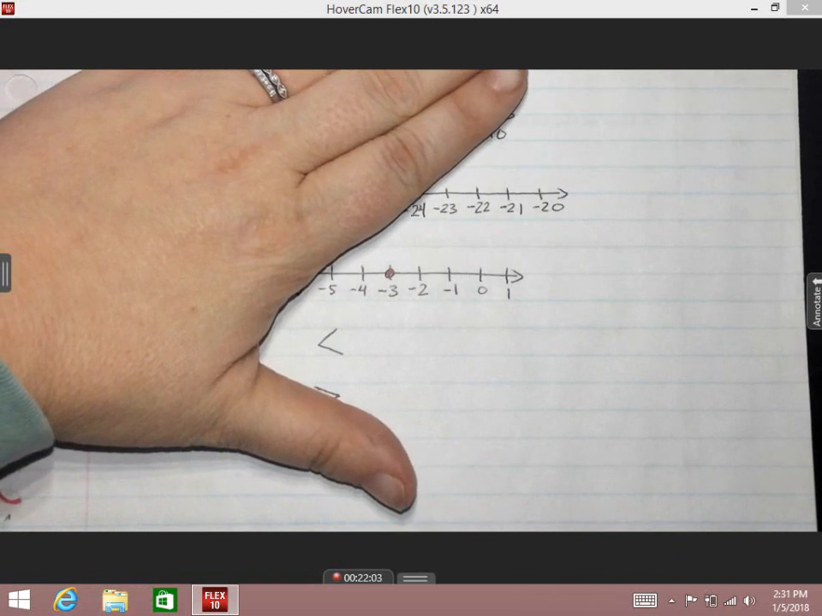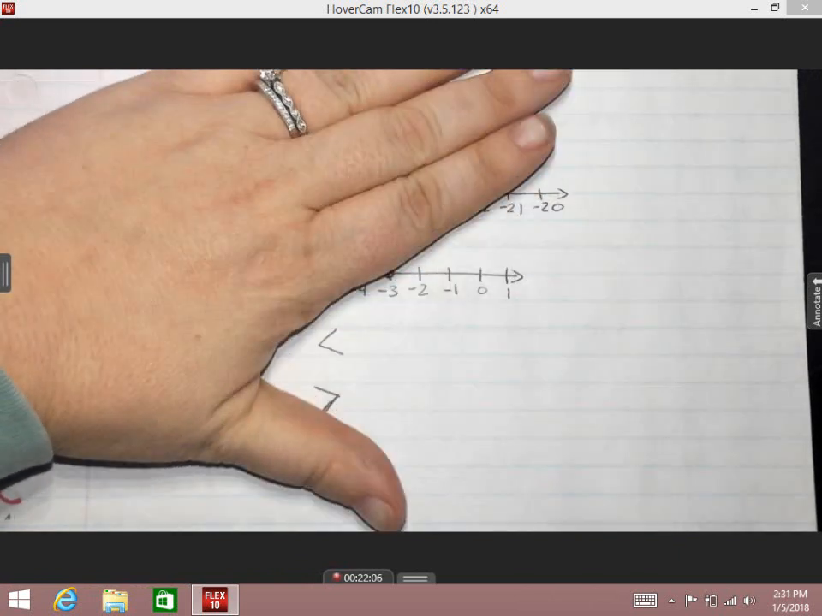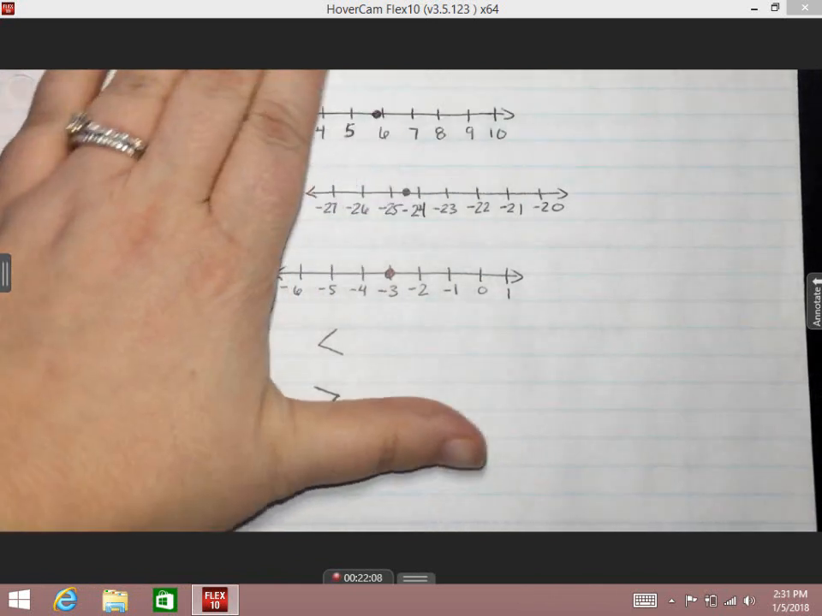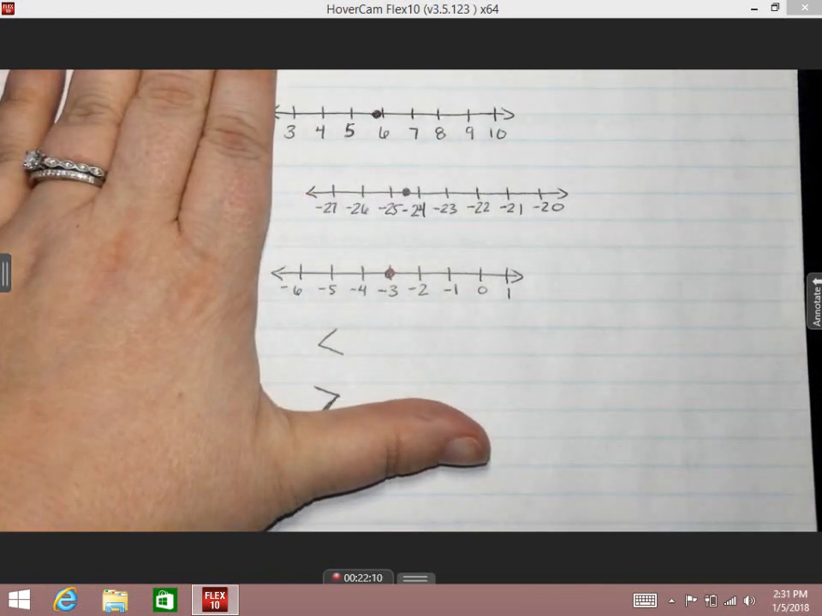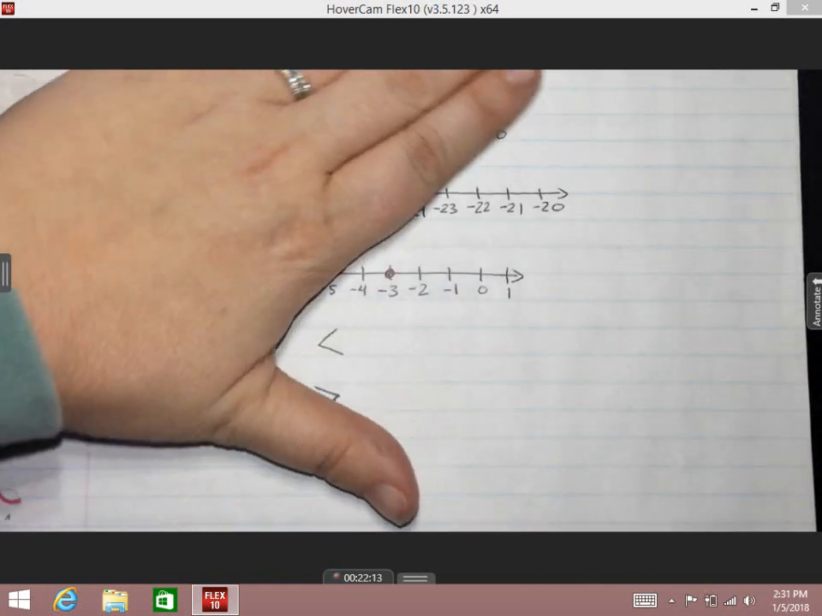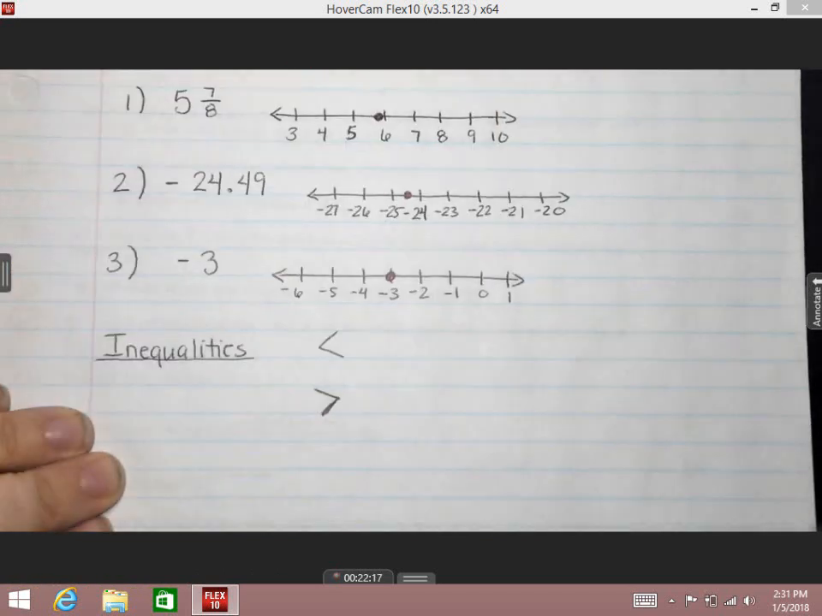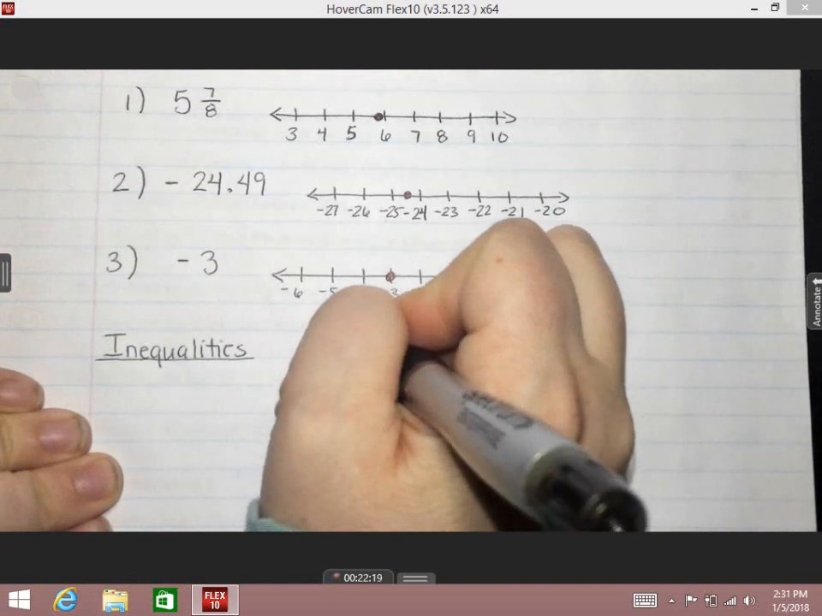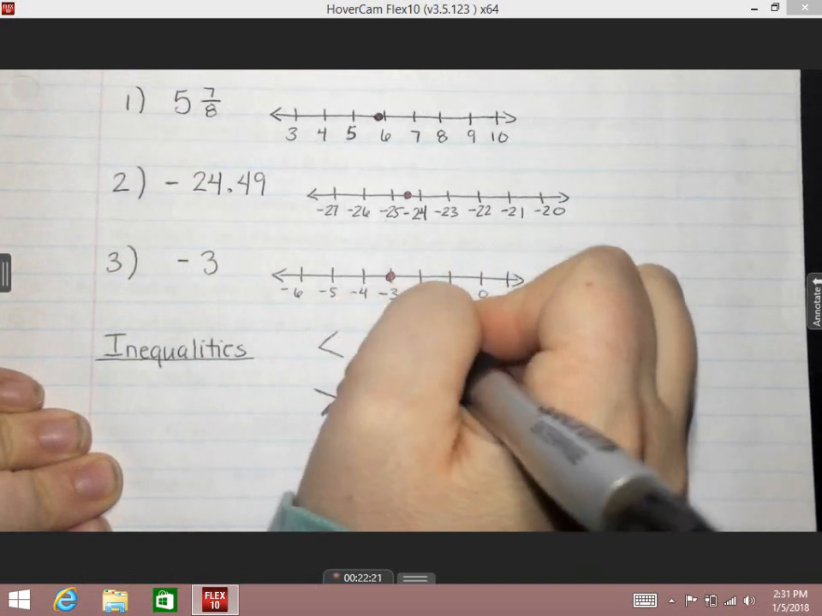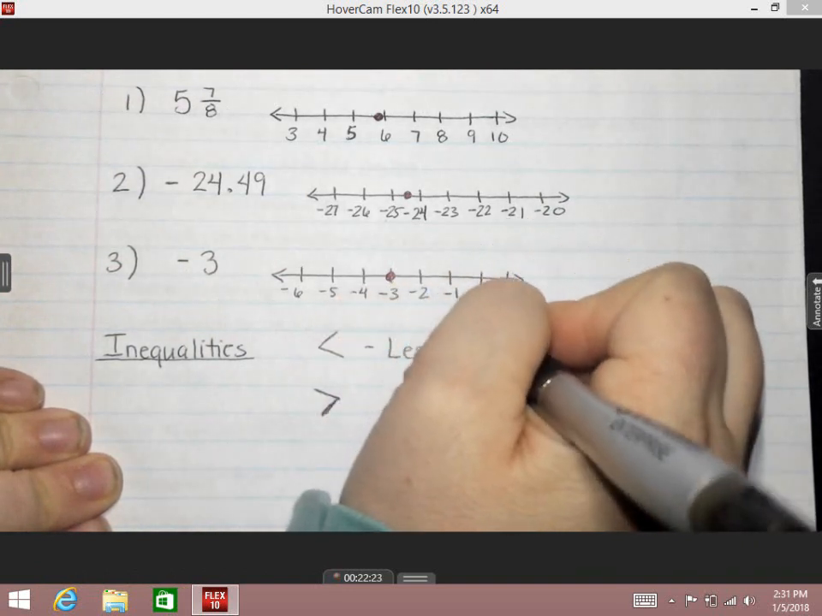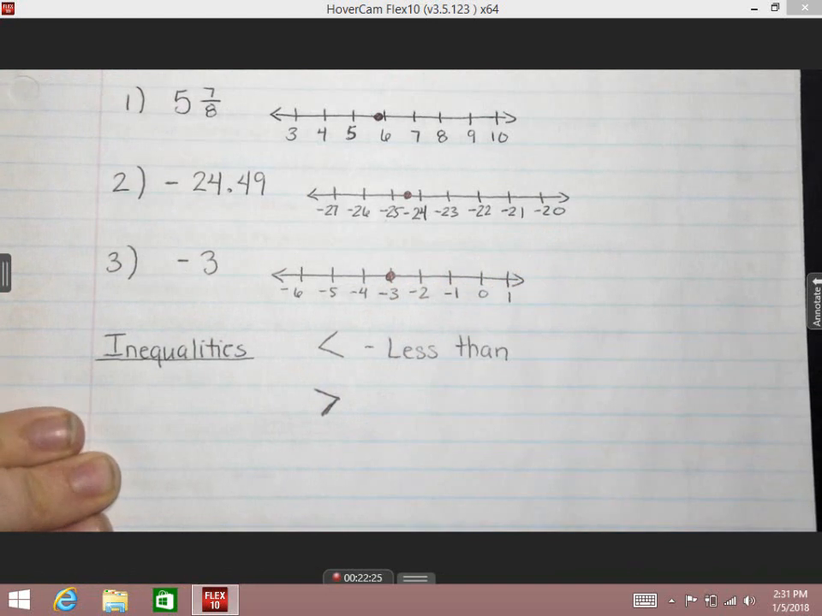What happens? It's a less than symbol, isn't it? Because L stands for less. It made an L. I turn it to the side. Now it is less than. See how that works? All right. So this right here, this is my less than symbol. That's my less than symbol.